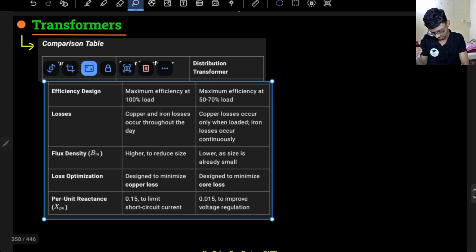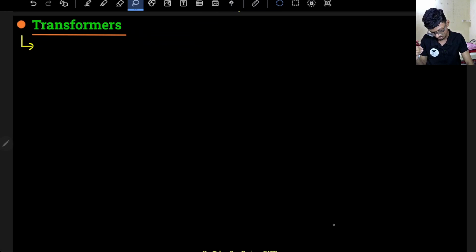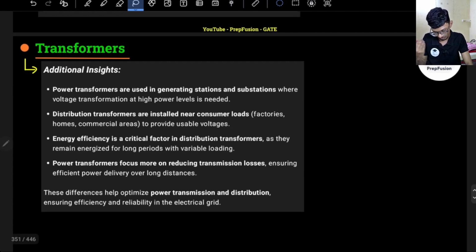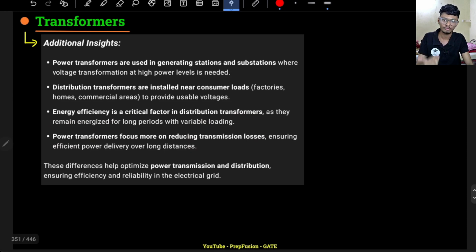I will increase the size. Okay, so the power transformer is used in generating stations and substations. Distribution transformer will be installed near the consumer loads, near you. So what is energy efficiency? Why is the power transformer focused more on reducing the transmission losses? Because it is connected near the generating station. So these are a few critical points from where interview questions can be asked.